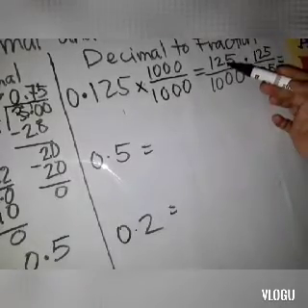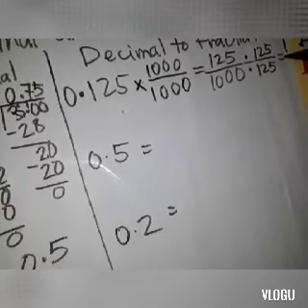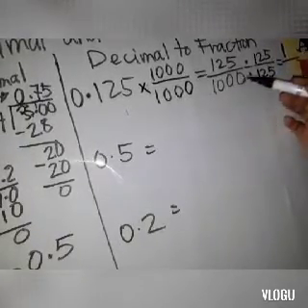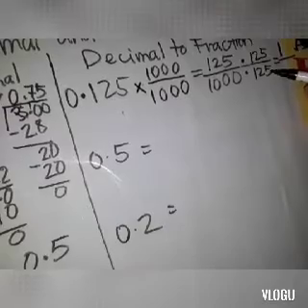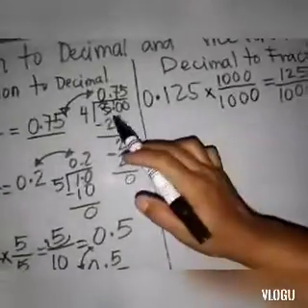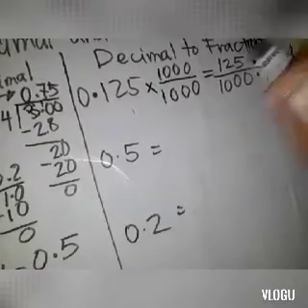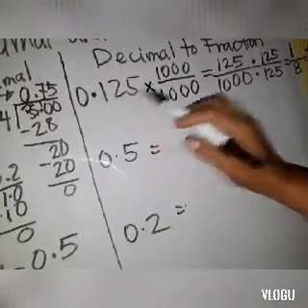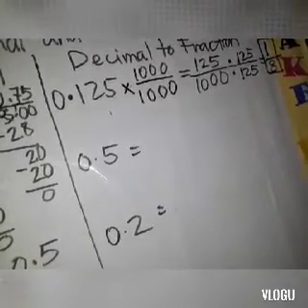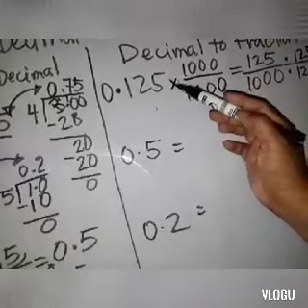Next, 125 divided by 125 is equal to 1. Why? Because any number divided by itself is equal to 1. Remember that. And 1,000 divided by 125 is equal to 8. Okay. So, pwede kayong mag-long method. Okay? So, again, ang ating fraction ng 0.125 is equal to 1/8. Okay? 1/8.